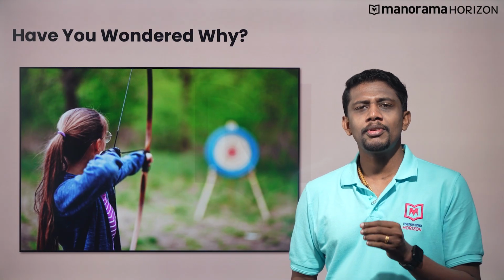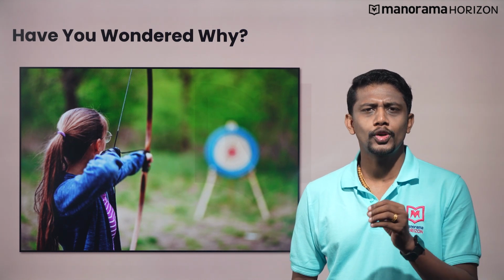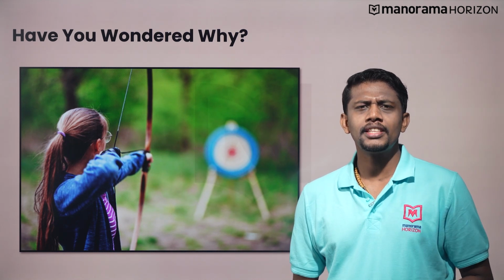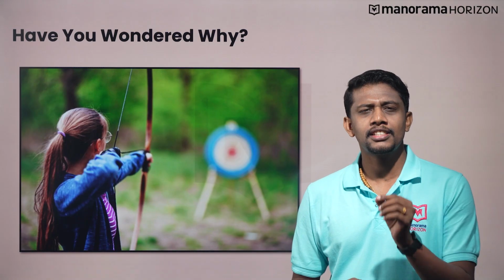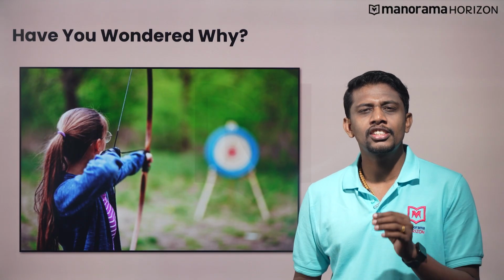Consider an archer aiming for a bullseye. He or she pulls back the bowstring and releases. This makes the arrow fly with great speed and strike on the target. Why does the arrow fly when the stretched string is released?